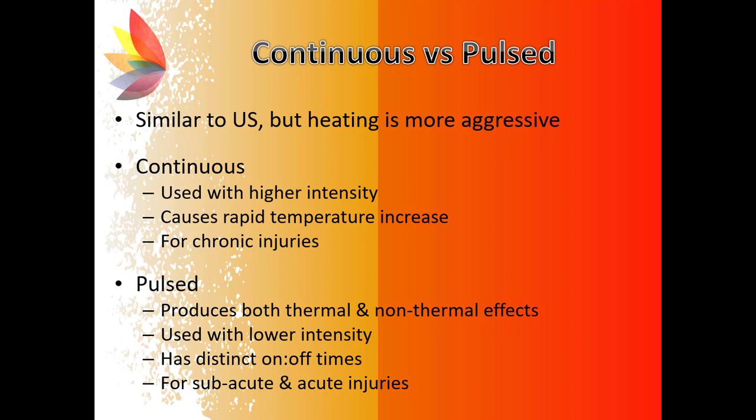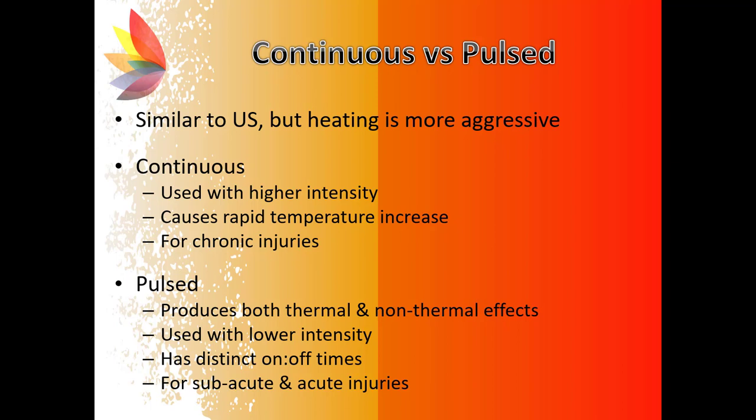Shortwave diathermy can be delivered in either continuous or pulsed forms. The idea of continuous and pulsed settings are very similar in theory to ultrasound. The biggest difference is that the heating is more aggressive. Continuous shortwave diathermy increases tissue temperature for subcutaneous tissue, and it is generally used for chronic injuries. The continuous treatment uses higher intensities and causes a rapid temperature increase.